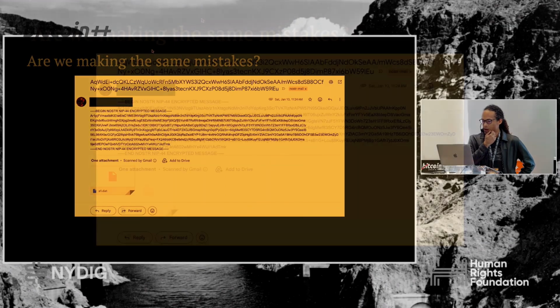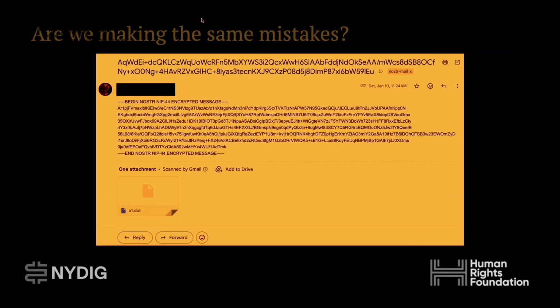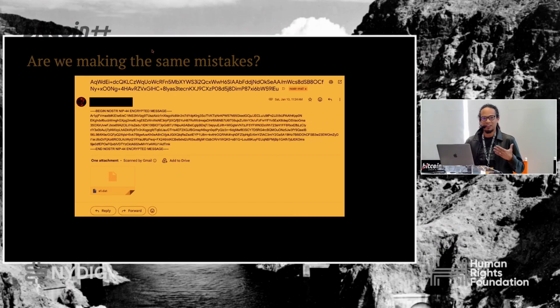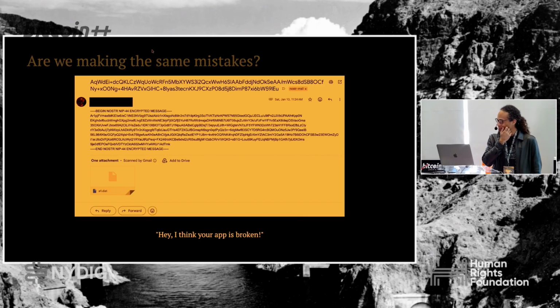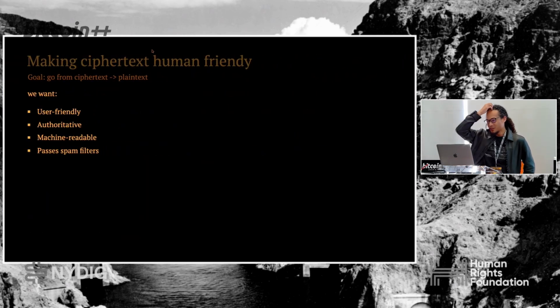So I realized I might be making the same mistake in how I was building NostrMail. This is an email I sent to my brother who's playtesting it. I thought he was going to get this and be like, yeah, finally a normal person. He's a smart guy, but he's relatively not a computer scientist. And I thought he'd be like, yeah, finally privacy in Gmail. But this is what he said: bro, your app is broken. There's all this gobbledygook, and maybe we should fix that. So what I'm proposing here is that we make ciphertext human friendly.